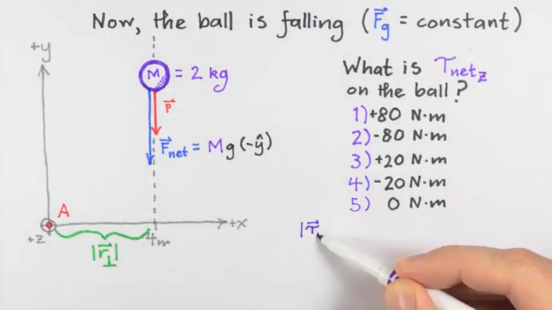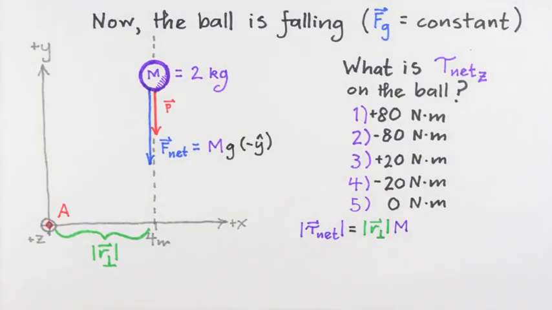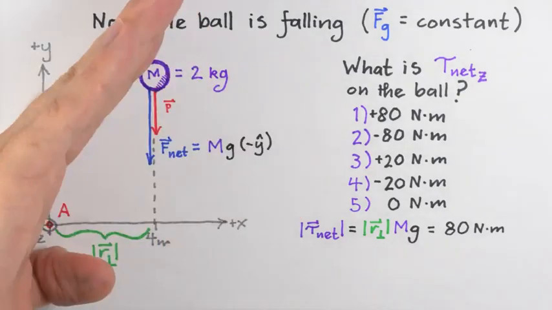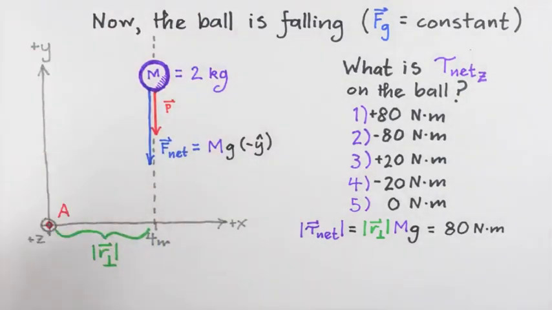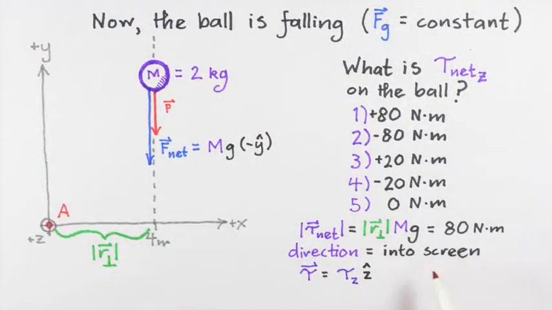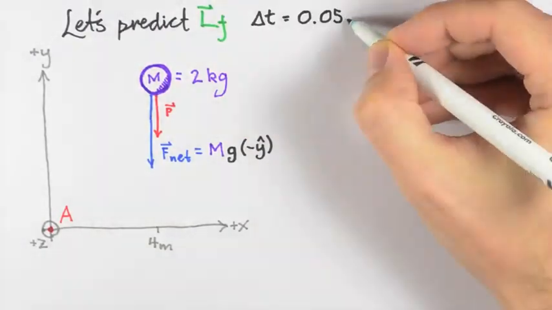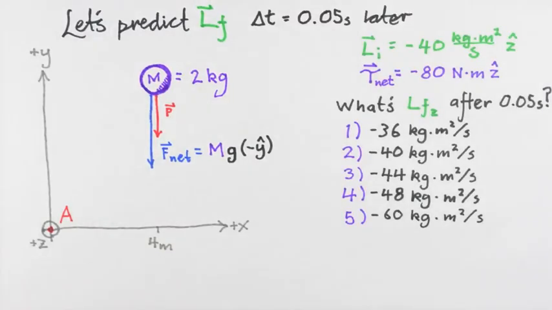So we can readily find the magnitude of the net torque, m times g times r perp, which in this case is 80 Newton meters. We apply the right-hand rule to find the direction of the torque, and in this case we see it is into the screen, so that the z component of the net torque is minus 80 Newton meters. Now we have everything in hand that we need to predict the final angular momentum of the ball. Let's do that now for a specific delta t, say 0.05 seconds later. See if you can do this.